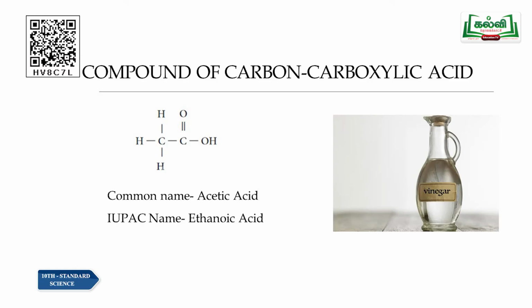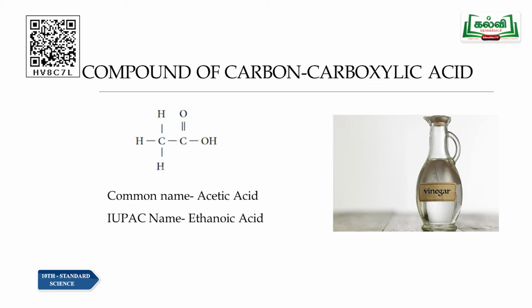So we have seen here the uses of ethanol in our day-to-day life, and ethanol is a very important compound of carbon which we come across in our daily life. Let us see the next important compound of carbon, which is a carboxylic acid, and among the carboxylic acids we are going to see acetic acid or ethanoic acid. The carboxylic acid functional group is COOH. The formula of acetic acid is CH3COOH, which is its common name, and the IUPAC name is ethanoic acid.